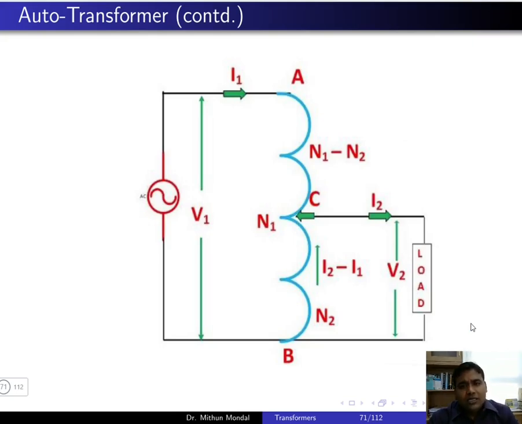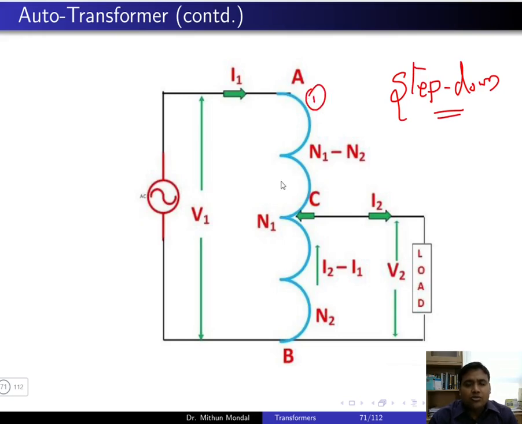So we will try to understand the flow of the current and the voltage, taking an example of a step down auto transformer. So here only one winding is there. So this is your one winding. Now V1 is the supply voltage. Since it is a step down auto transformer, your N2 will be less than N1, right? N2 will be less than N1.